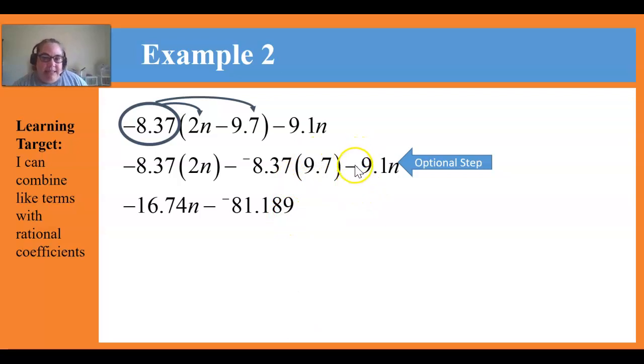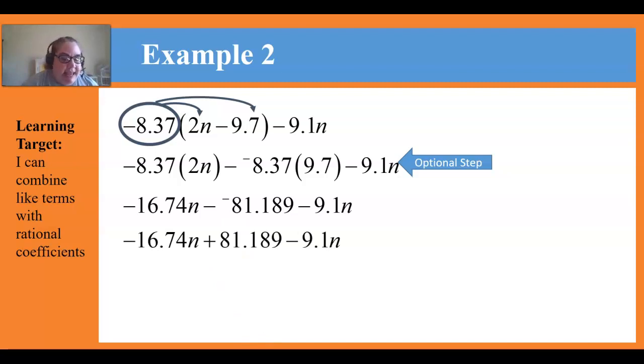And again, we need to continue writing every part of our problem down. That negative 9.1n does not disappear, and I'm not going to add it on at the end of my problem. I need to make sure that each line follows through. Okay, so we do have this minus and negative. We do know that when we subtract a negative, that's the same thing as adding.